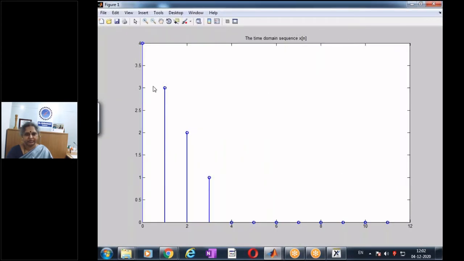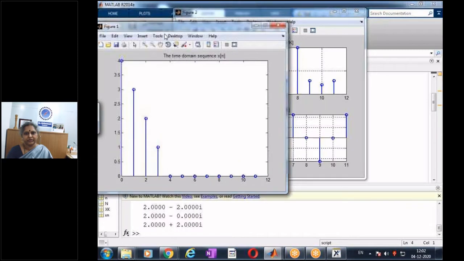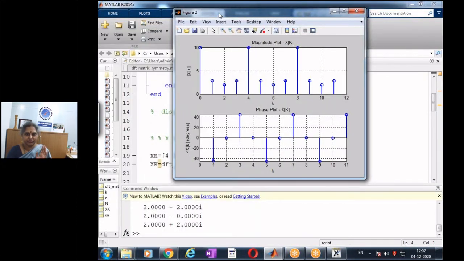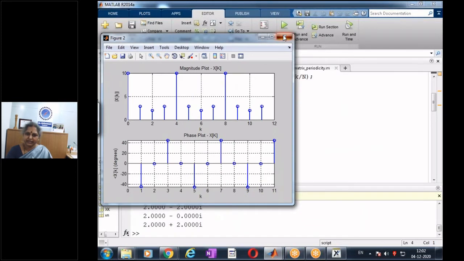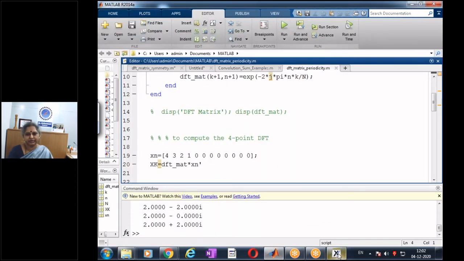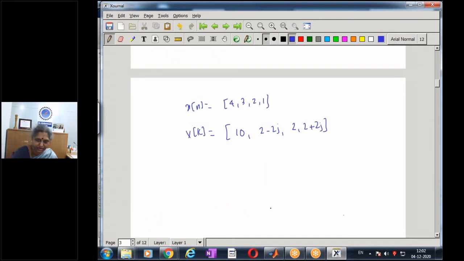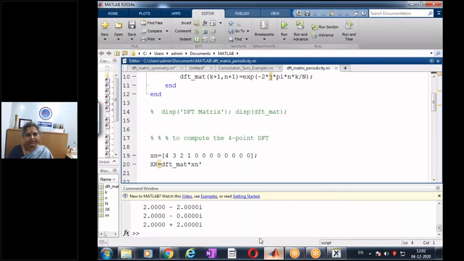So this is what we have, my input sequence 4, 3, 2, 1, a sequence of length 4. And then I'm trying to compute the N-point DFT, but instead of k going from 0 to 3, I'm computing it for 0 to 12. And let us see, it is periodic. Whatever happens at 4 also happens at 8 and happens at 12. And this is the phase plot of the result. And hence any N-point DFT is going to be periodic with period N.